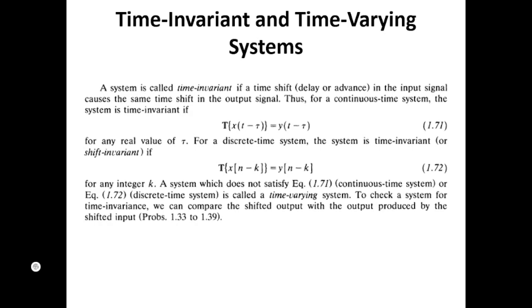Okay. So a system which gives the same output at whatever time you give the input, those systems are regarded as time invariant systems. On the other hand, in the case of a time varying system, depending upon when you are giving the signal input, your output will be varying.